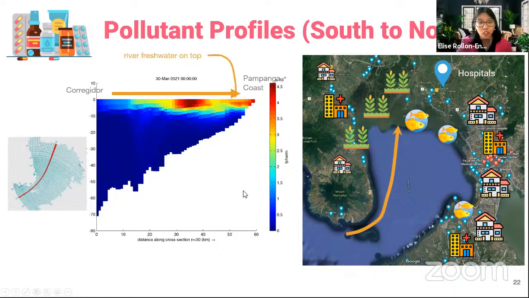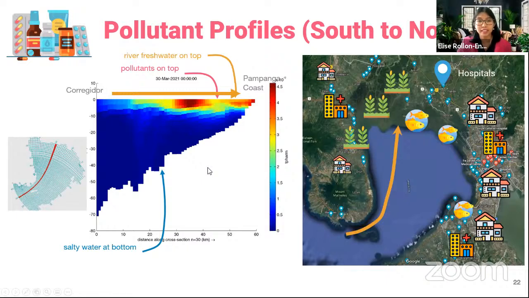River freshwater is on top while salty water is at the bottom. They don't easily mix because they have different densities due to their salinity. And because of this, our pollutants, which are dissolved in the freshwater, also stay on top.